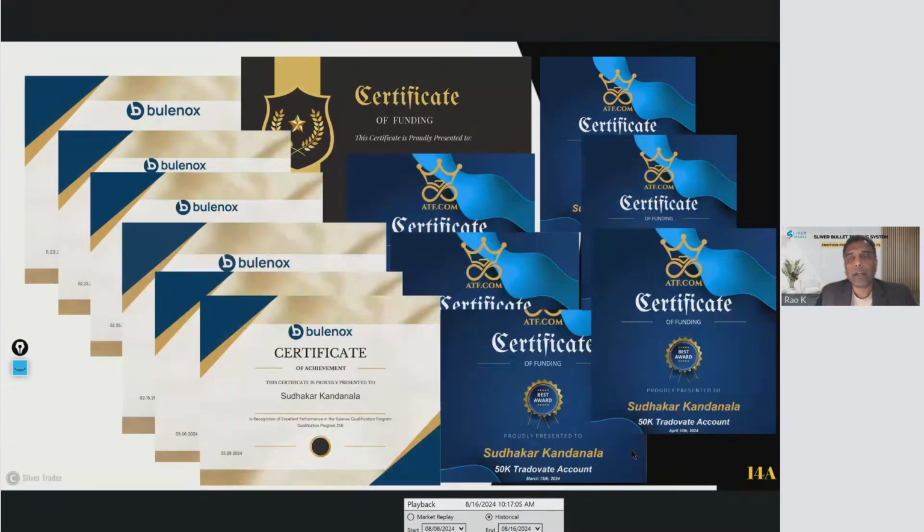from anywhere. And these are the companies that provide funds. They want to evaluate you first by giving you a small account and asking you to reach a particular profit target. Once you reach that profit target successfully, they'll send you a certificate like this, saying you passed the evaluation, now you can be funded.